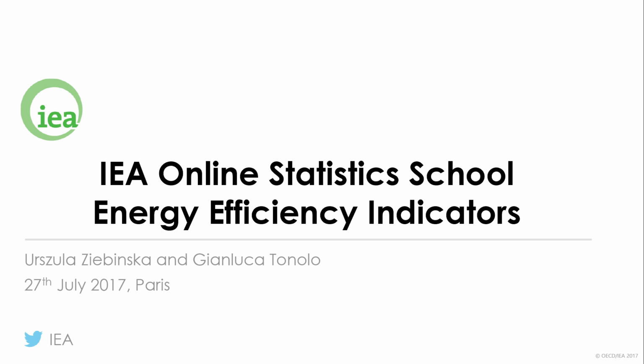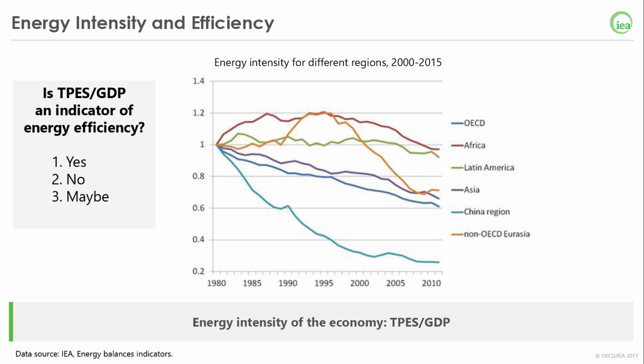My name is Gianluca Tonolo, and today, together with my colleague Urszula, we will introduce you to energy efficiency indicators. Let's start with an example of a widely used indicator, the energy intensity. We can see here a figure illustrating the energy intensity trends for different regions since the 80s. The graph gives a lot of useful information, as for example the impressive reduction of the China region energy intensity.